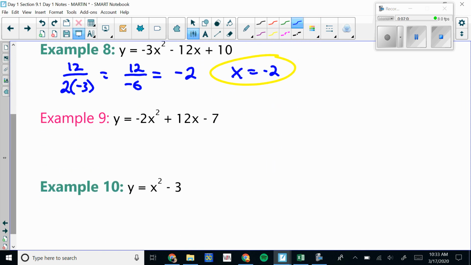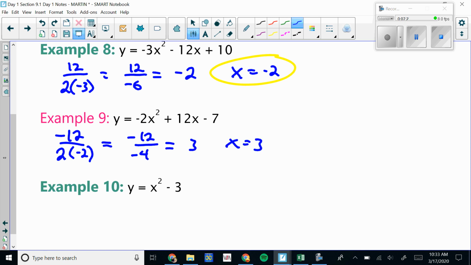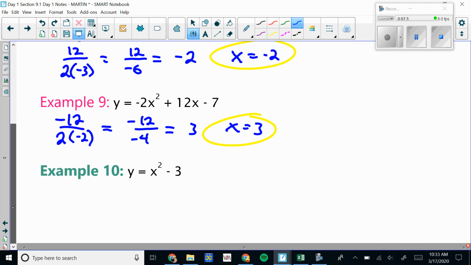Okay. In example 9, our b is lots of 12s. Oh my goodness. We have negative 12 for the opposite of our b, or negative b, divided by 2 times negative 2, 2 times a. That's negative 12 over negative 4. A negative over negative is a positive. 12 divided by 4 is 3. So this is x equals 3 for its axis of symmetry.